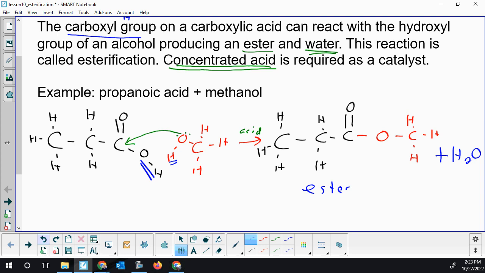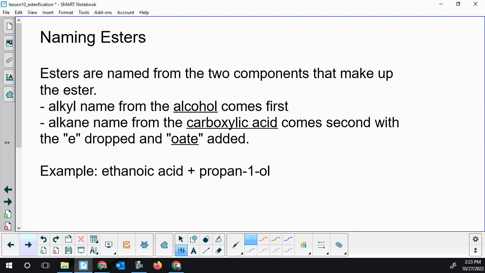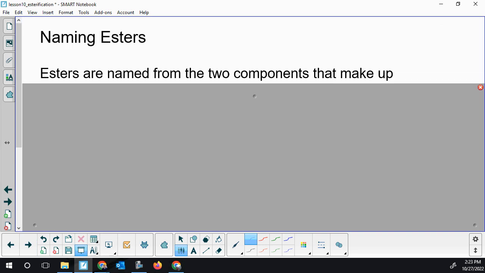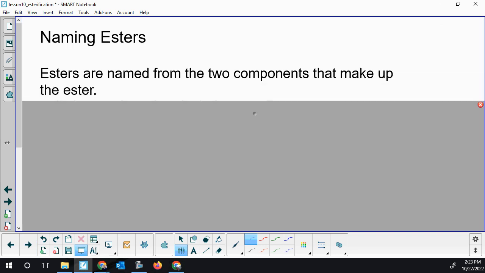So you'll see another example of this, but let's talk about how you name that ester. How you name the black part and how you name the red part. So naming esters, and fairly soon you're going to be practicing drawing the reactions and naming them. The ester gets its name from the reaction that made them, the acid and the alcohol.